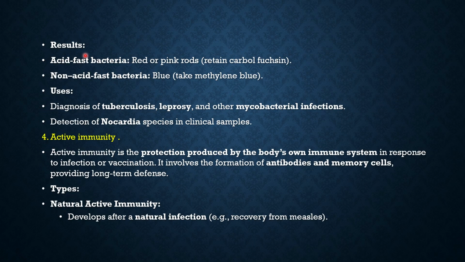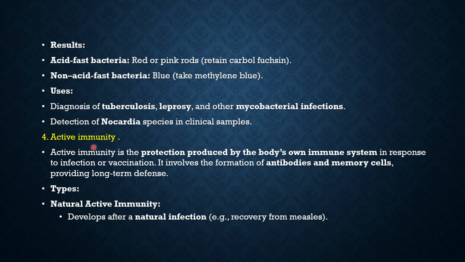Okay, now coming to the results of it. Acid fast bacteria will appear red or pink in color and non-acid fast bacteria will be blue in color. Okay, so coming to the uses of it, they are used in the diagnosis of tuberculosis, leprosy and other mycobacterial infections, and they are also used in the detection of Nocardia species in clinical samples.